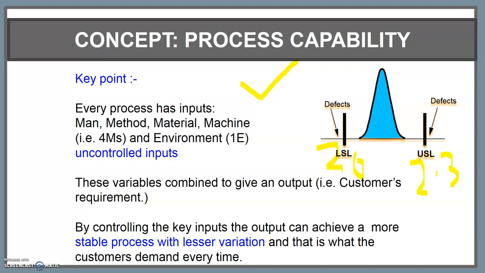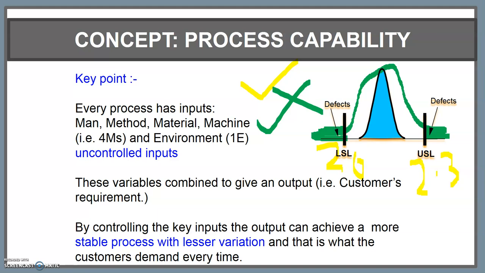If you produce a product that is something like this, or belongs here, it is considered a defect, because I cannot accept any product lower than 2.0 cm or higher than 2.3 cm. So this is a defect. That means your process cannot achieve my requirement, so your process is not capable. Understand?